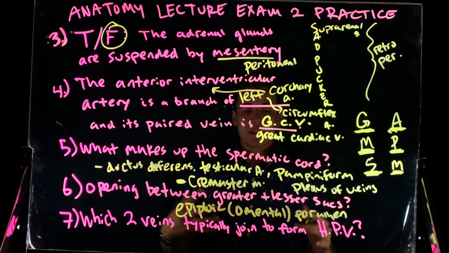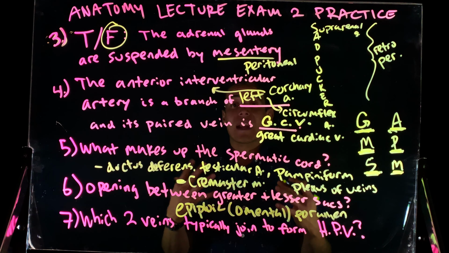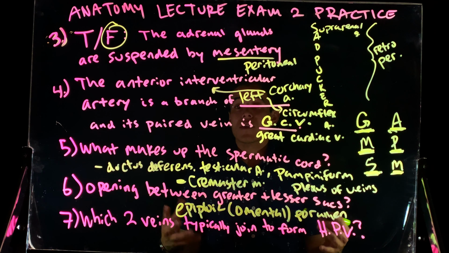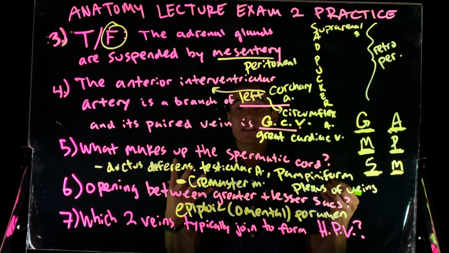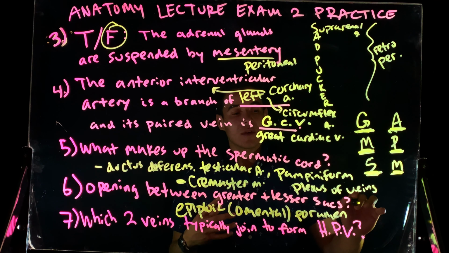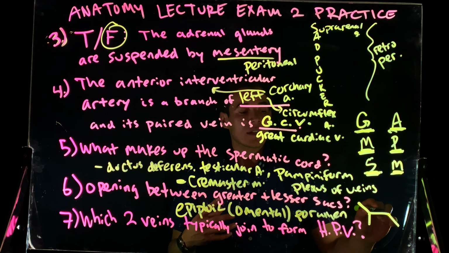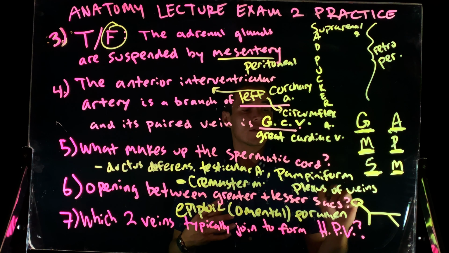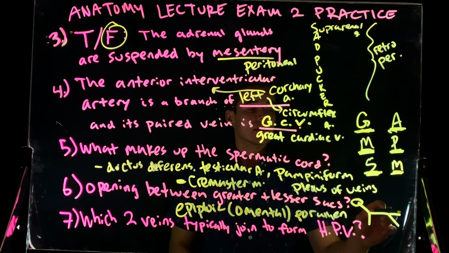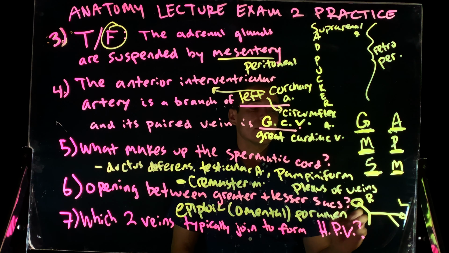Which two veins typically join to form the hepatic portal vein? We actually learned something called a hepatic portal dog. And essentially what that means is we're going to have a dog. So here's kind of my dog looking shape, right? Here's a little liver head here and a little spleen tail over here. So anatomically this is the left side of the body, and over here is my right side of the body. So this head represents my liver and this tail represents my spleen.